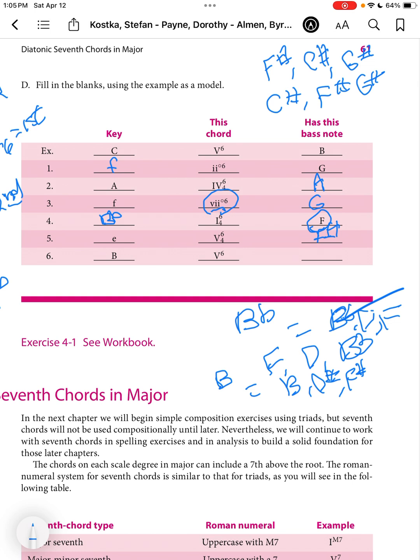Wait. Okay, so it has to be a C sharp. And that's how I'm going to word it.